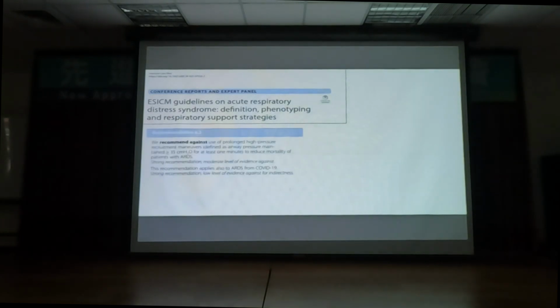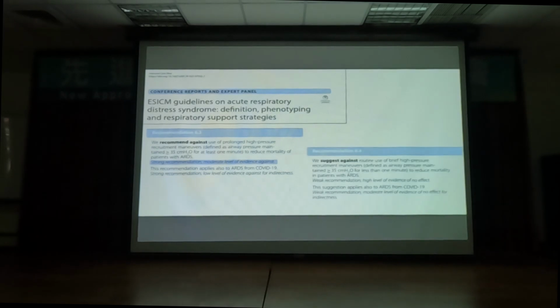And the guidelines say, as you have seen, recommend against prolonged maneuvers. But prolonged maneuvers are at least 1 minute. There is a nice study, I will show you later, that shows that this is absolutely 4 to 6 times too much time to do a lung recruitment maneuver. And I will show you later why. But they say, strong recommendation against. Then again, there are brief lung recruitment maneuvers. I know this is too long. But they say, we suggest again against, weak recommendation, high level of evidence of no effect.